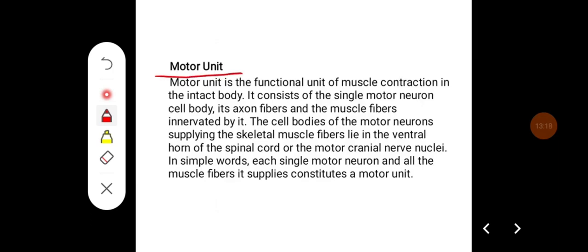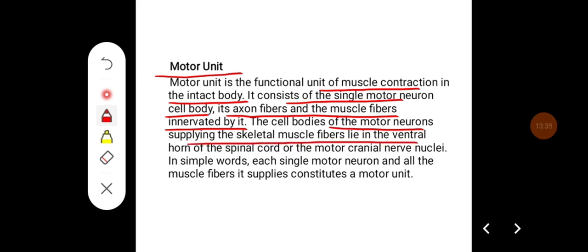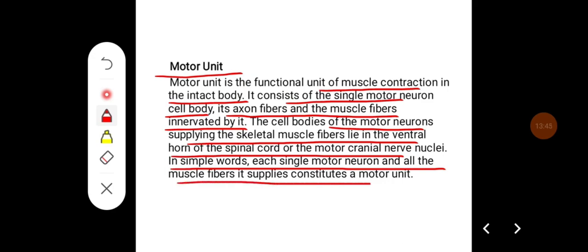Motor unit. Motor unit is the functional unit of muscle contraction in the intact body. It consists of a single motor neuron cell body, its axon fibers and the muscle fibers innervated by it. The cell bodies of the motor neurons supplying the skeletal muscle fibers lie in the ventral horn of the spinal cord or the motor cranial nuclei. In simple words, each single motor neuron and all the muscle fibers it supplies constitute a motor unit.